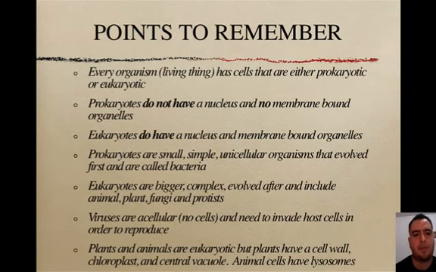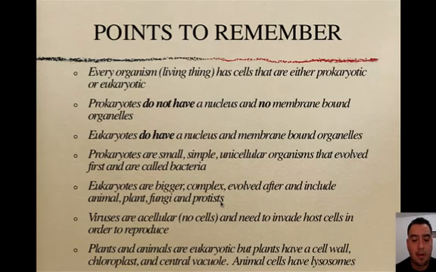Let's take a look at some points to remember. Every organism has cells. So every living thing has cells that are either prokaryotic or eukaryotic. Prokaryotes don't have a nucleus and don't have membrane-bound organelles like mitochondria, chloroplasts, ER, those types of things. Eukaryotes do have a nucleus and membrane-bound organelles. Prokaryotes are small, they're simple, they're unicellular organisms that evolved first and are also called bacteria. Eukaryotes are bigger, more complex. Their organelles are more compartmentalized, more organized. They evolved after and include animals, plants, fungi, and protists.